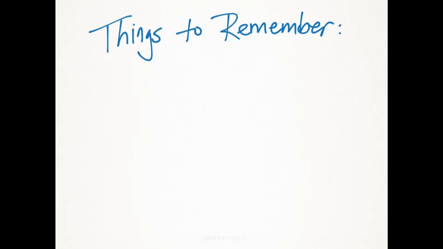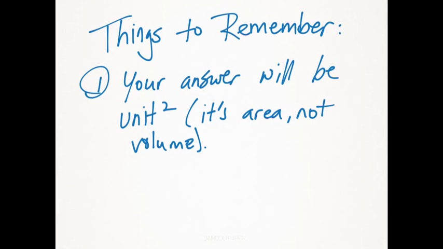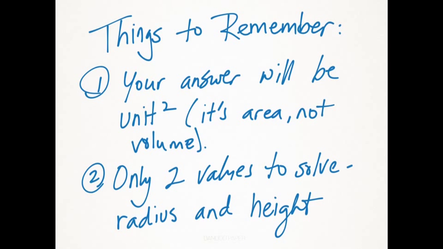So just a few things to remember with surface area. Your answer will be units squared, whether that's meters squared, inches squared, feet squared, miles squared, because it's area, it's not volume. And the other thing you need to remember is you really only need two values. You just need the radius and the height of the cylinder in order to find out the surface area.